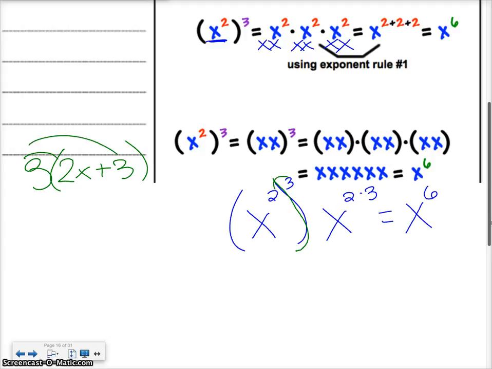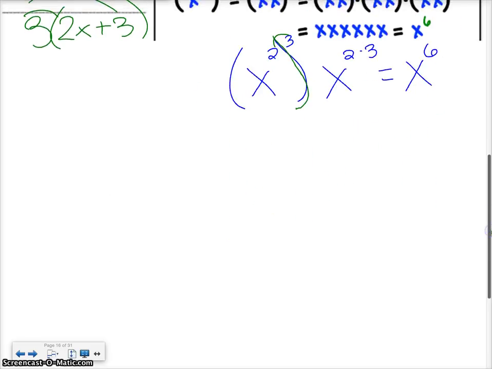So really, I'm distributing this 3. And distribute means multiply. Okay? So if there's no parentheses, you do not multiply. If it looks like you need to distribute because of parentheses, then you will multiply.